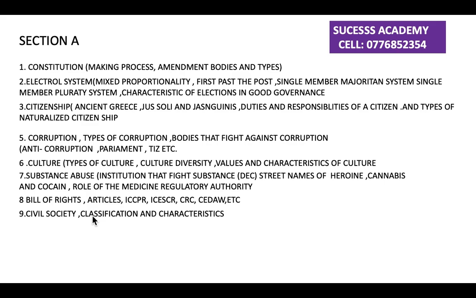I hope you did the classification. Like for example, we have industrial organizations, we have others, we have international organizations, and so forth. So you have to look at that. Then also you look at the characteristics of the civil society. It is very important to look at this.